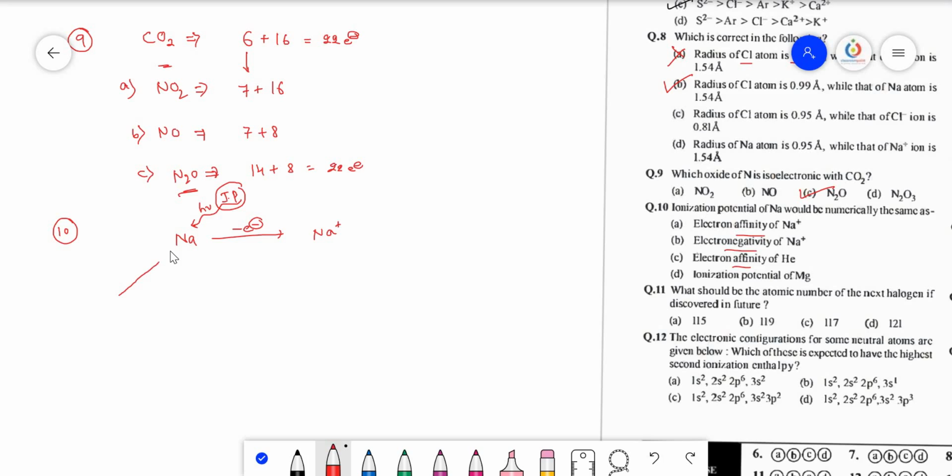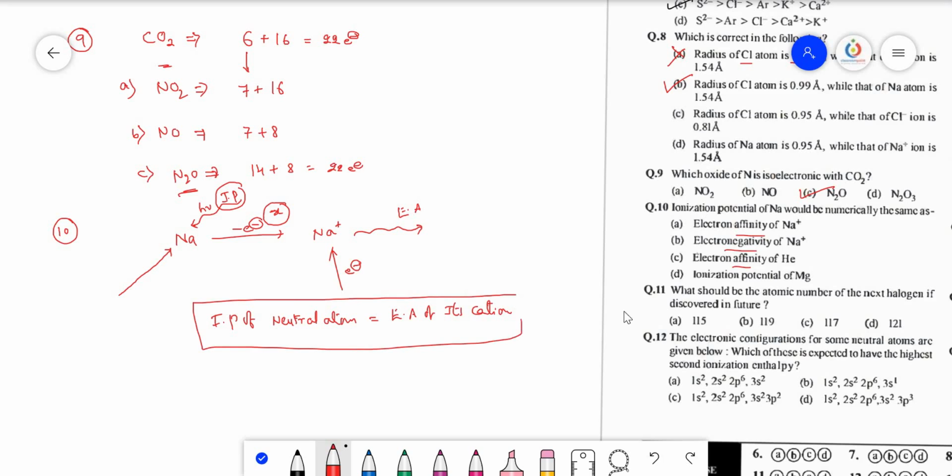And whenever you add one electron to this Na+, whenever electrons are added to either a neutral atom or a cation, energy will be released. The energy released during the addition of an electron is called the electron affinity. In the earlier case, if x kilojoules of energy were utilized, then automatically x kilojoules of energy will be released. So that's why the ionization potential of a neutral atom is equal to the electron affinity of its cation.